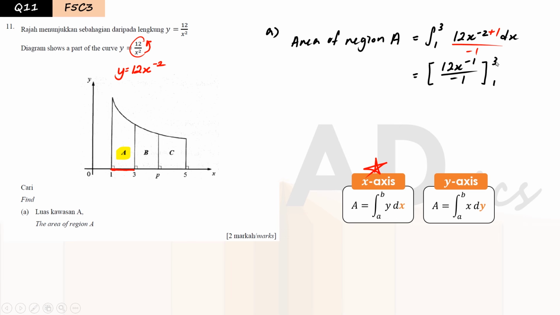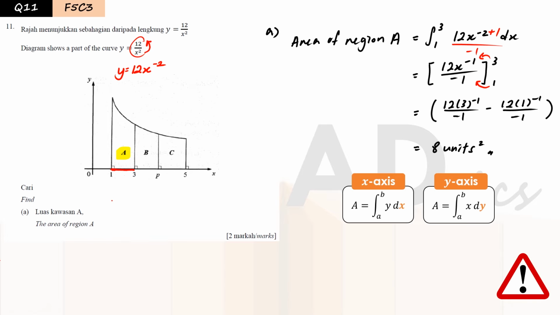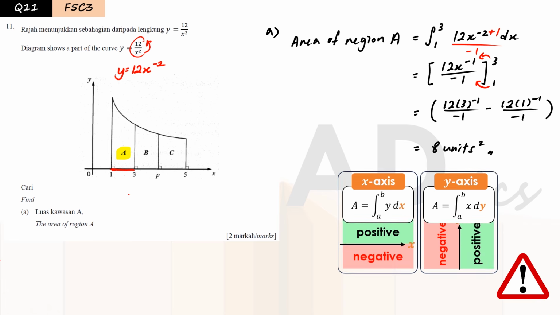Then we substitute these two values inside here and find the difference. This would be the working where x is substituted with 3, and we minus the result where x is substituted with 1. Once we put this into the calculator, you can find the answer, which is 8 units squared.